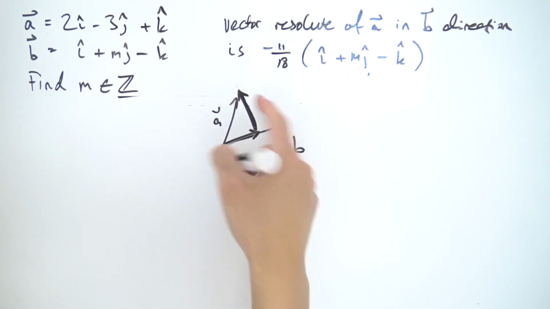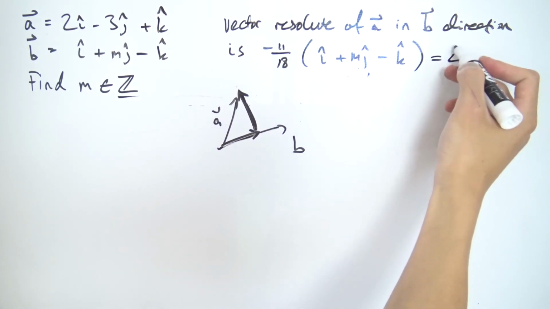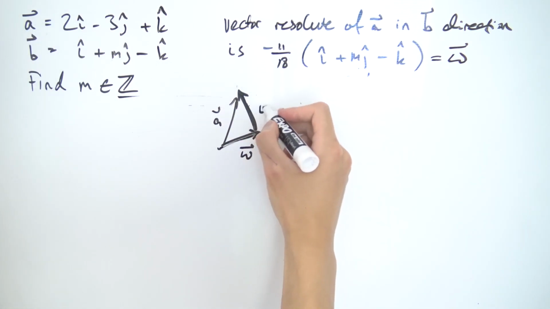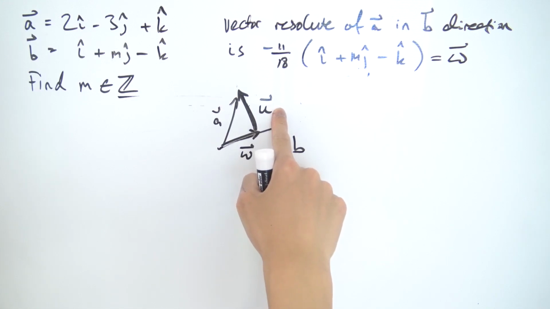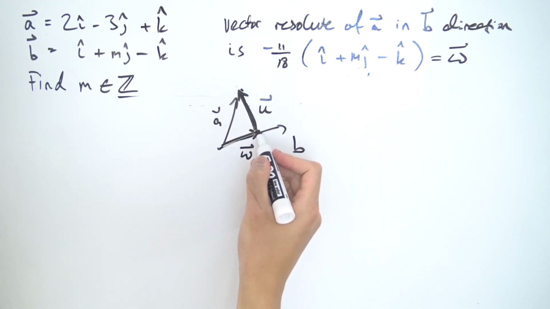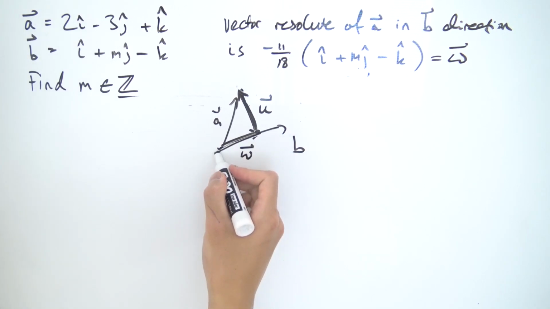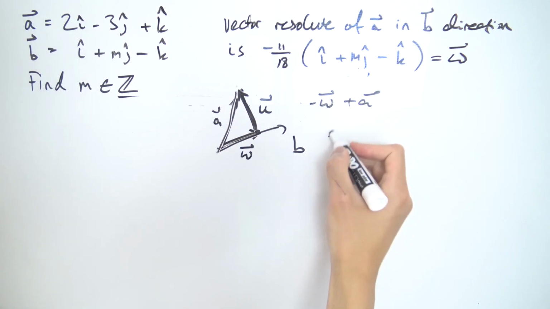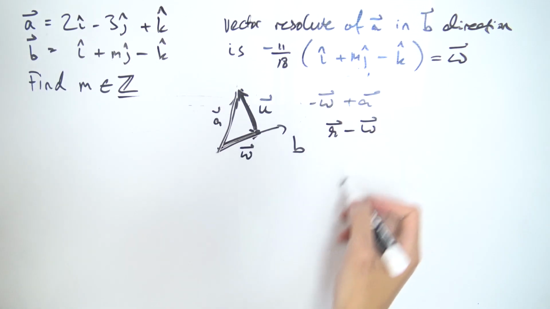So let's call the vector resolute, I don't know, W for example, and we'll call this perpendicular component U. So how can we find our U? Well, we want to start here and end here. First of all, we can traverse W in the other direction and then add A. So minus W plus A, so that's A minus W.